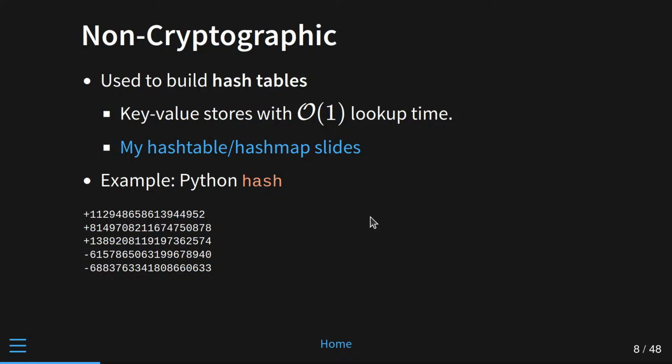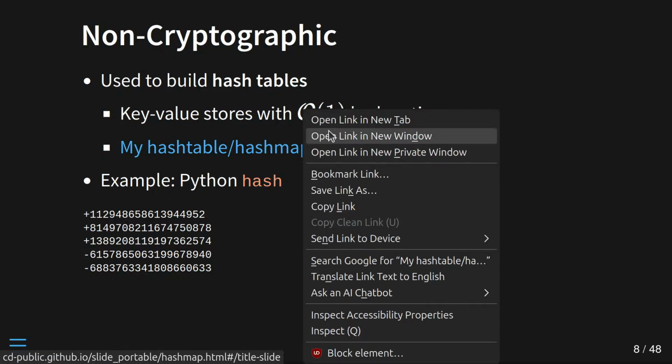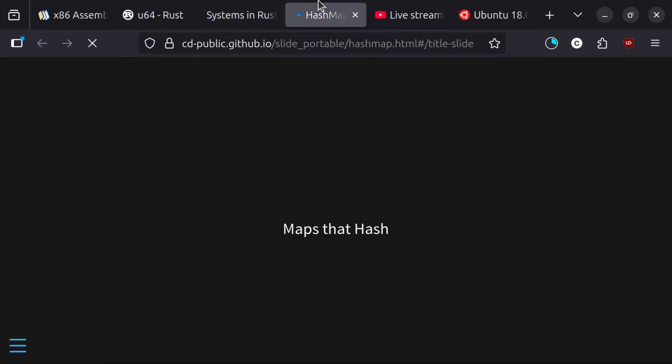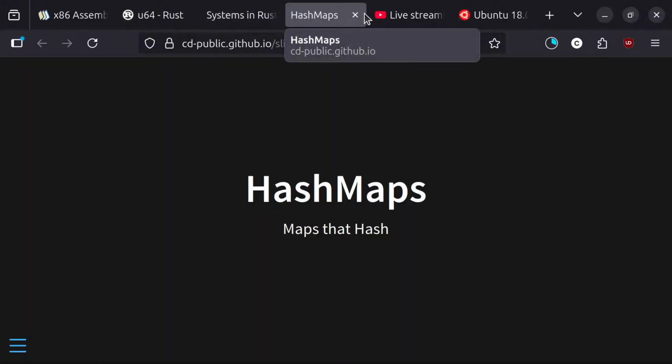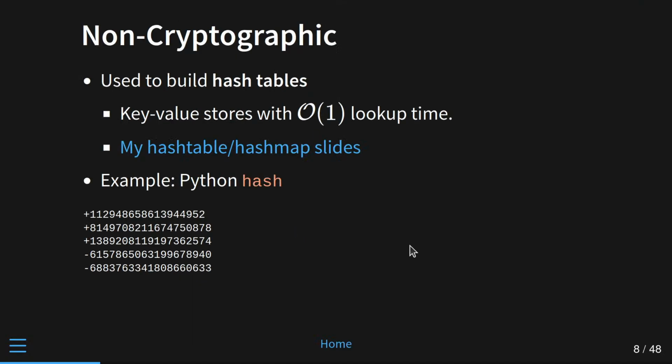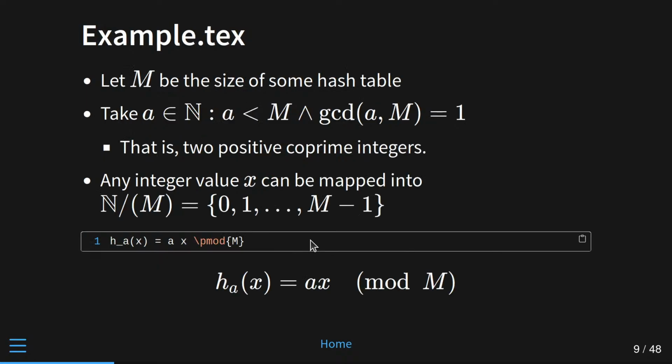So let's look at non-cryptographic hashes. It is assumed in this class that you are familiar with hash tables and hash maps, and if you're not, here are my slides on maps that hash. There is such a thing as Python hash, and it's not very good for anything. Here is how I am going to describe a hashing function mathematically. It is my opinion that you should see this mathematically, so in case you ever go on Stack Overflow and someone has to explain this to you, they can just use the widely agreed upon notation.